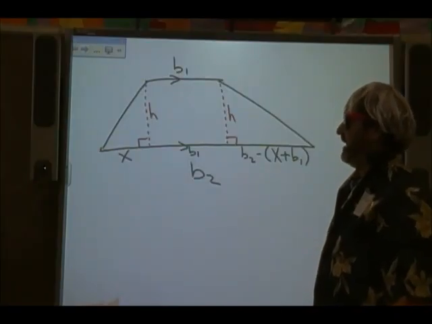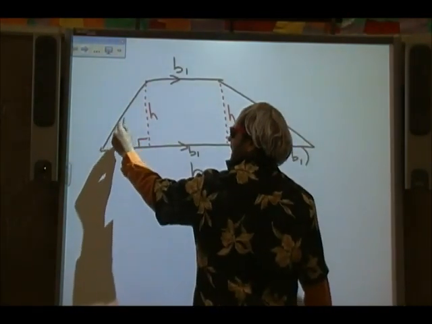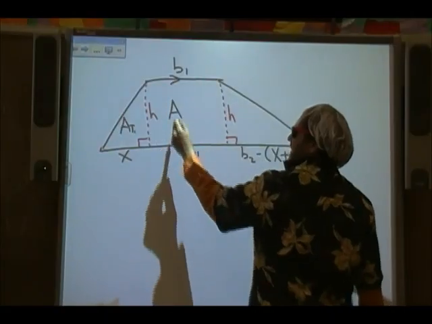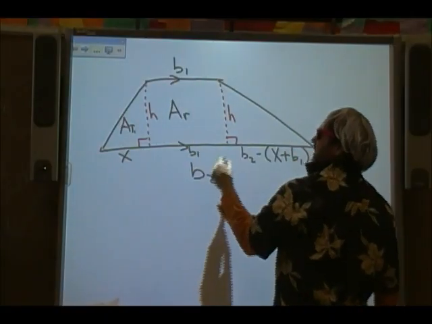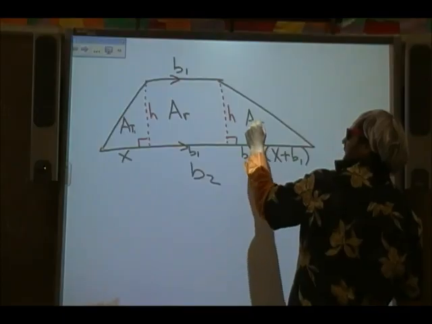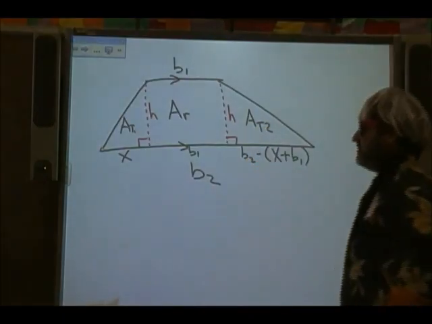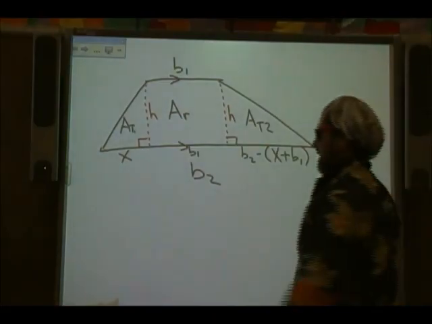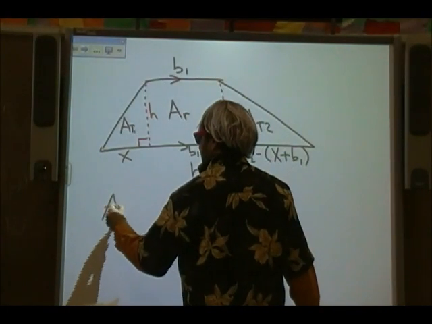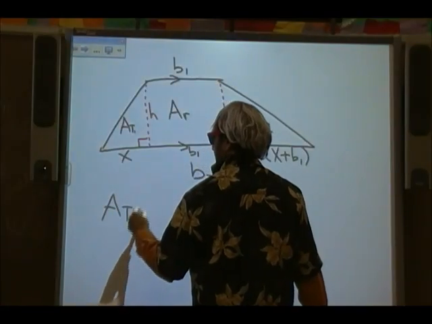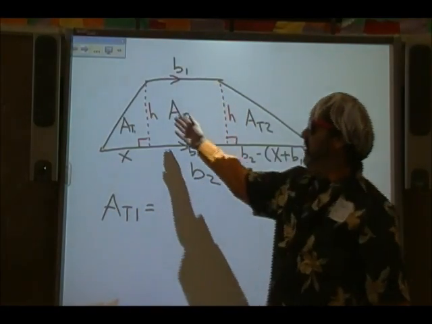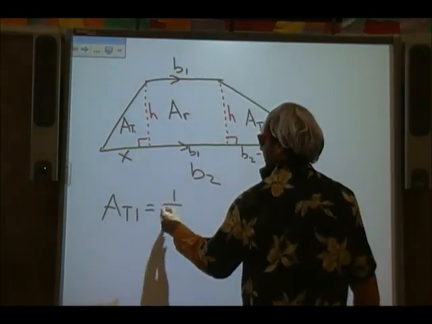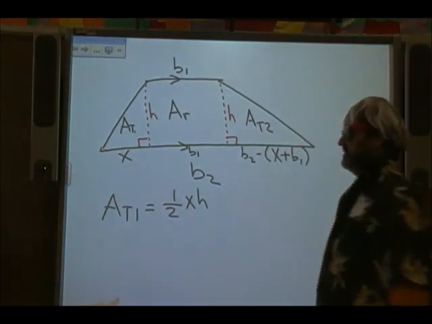Now, let's find the areas. This is the area of triangle 1. This shape is a rectangle. And this is the area of triangle 2. Okay? So let's work on what those areas are. Area of triangle 1 is just 1/2 the base times the height. So it's 1/2 of X times H. That's it.